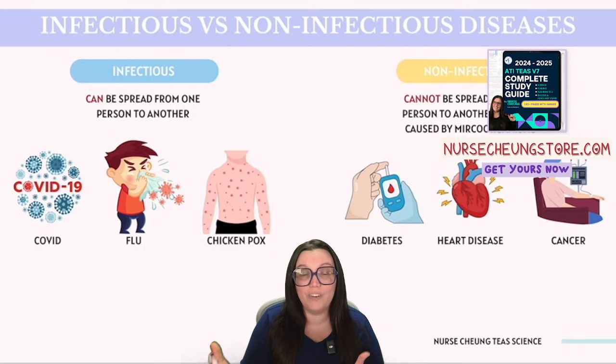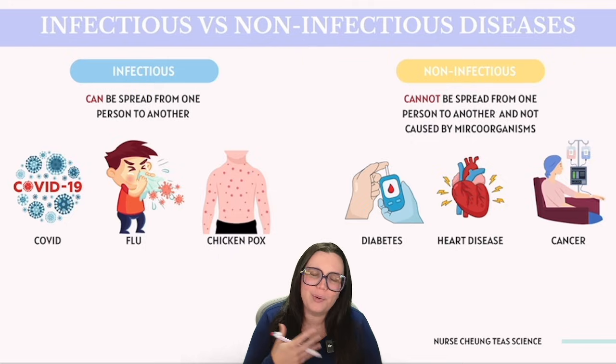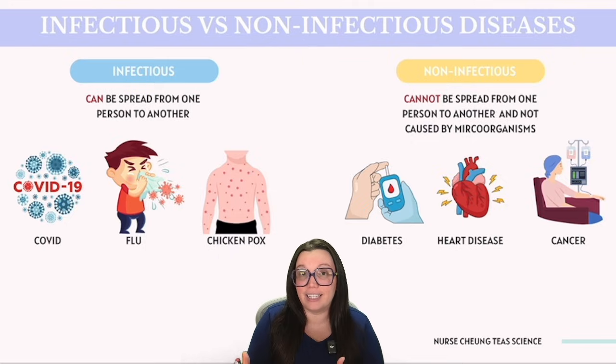For example, COVID-19 primarily spreads through respiratory droplets when an infected person either coughs, sneezes, or talks. It can also spread by touching surfaces contaminated with the virus, and then touching your face, although it is less common. Similarly, influenza is caused by various strains of the flu viruses and is highly contagious, spreading through respiratory droplets.